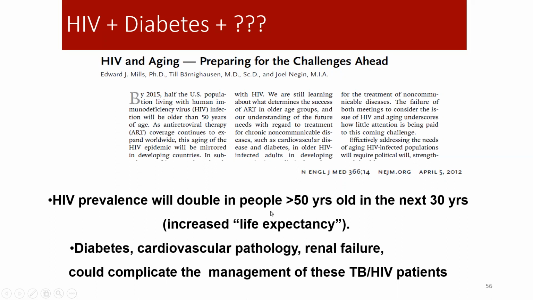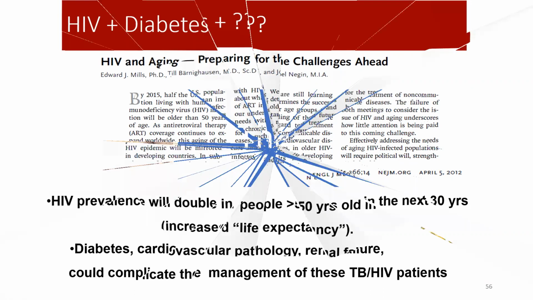The HIV prevalence will double among patients more than 50 years old in the next 30 years. So there will be an increased life expectancy of patients with HIV. And obviously, taking into consideration diabetes, cardiovascular pathology and renal failure could complicate the management of this patient. The presence of these might also have an impact on life expectancy. That's what this journal was trying to look at in terms of aging and HIV-positive patients. When you look at the comorbidities, they affect life expectancy in those patients. Thank you very much.